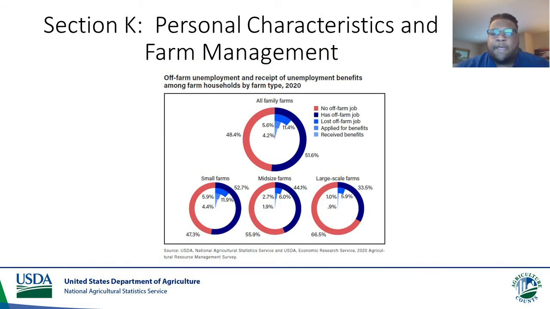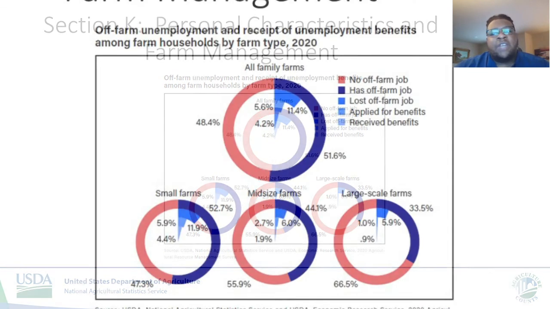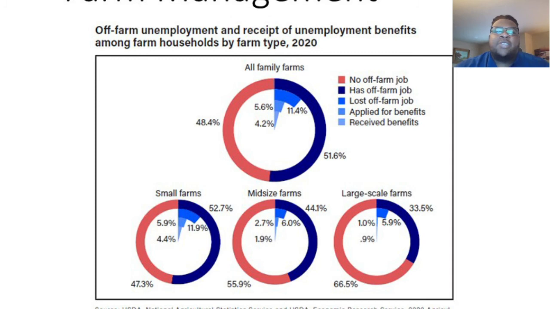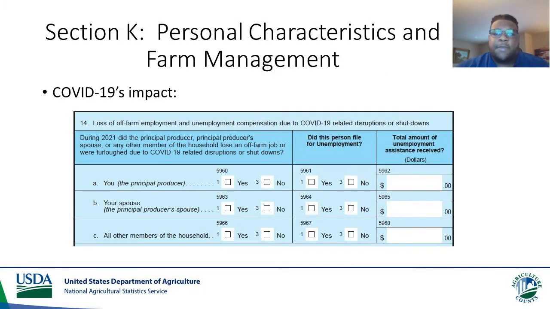Other interesting results collected previously from ORMS 3: over 11% of all farm households had at least one household member who lost an off-farm job due to the COVID-19 pandemic during 2020. Again, this year, there are COVID-19 questions in Section K that we will answer as well. We want to determine if COVID-19 affected the principal operator's household off-farm employment by either job loss or furlough. You will ask if the household filed for unemployment and the amount of unemployment assistance that they received.